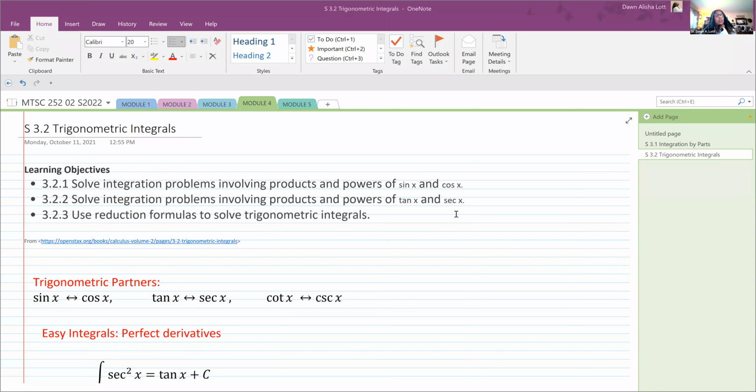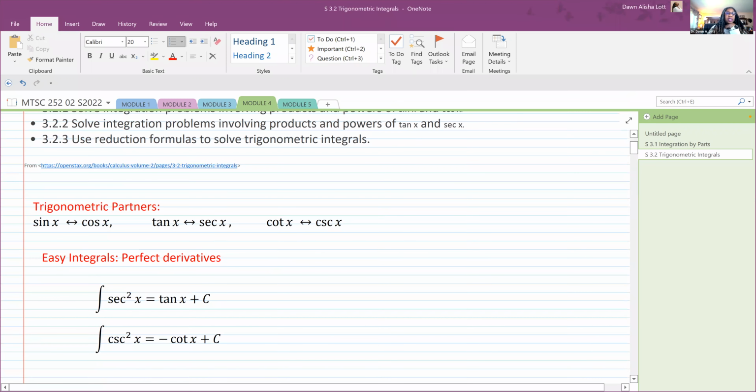All right, so Mr. Samuel actually covered a good amount of the beginning of this, where we're talking about integrals of products of sines and cosines, products of tangents and secants, products of cotangents and cosecants. And as you know, these are our trig partners. Sine and cosine go together, tangent and secant go together, and cotangent and cosecant go together. We always structure our integrals so that that's the way that they appear.